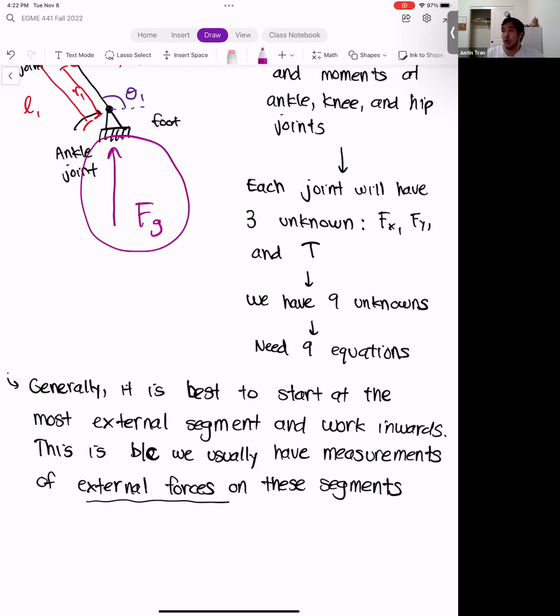Okay. And so one thing I forgot to include was that at the foot, we're going to have an external force of Fg, where Fg is the normal force, the ground reaction force that's being applied from the ground. And we're going to assume that that's measured by a force plate.